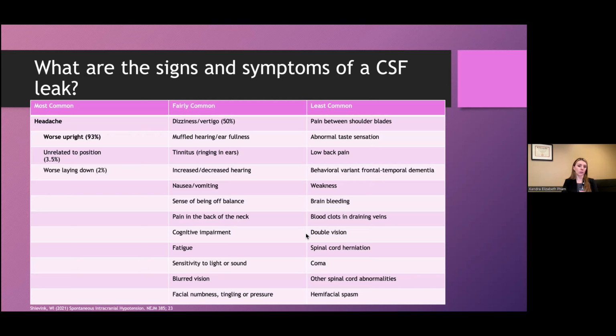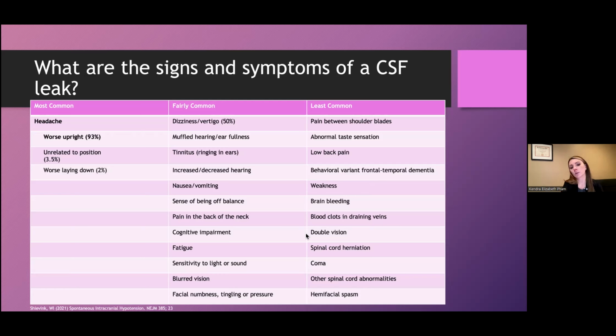Dizziness and vertigo occurs in about 50% of people that have a CSF leak. Just because somebody has dizziness or vertigo doesn't mean they have a CSF leak, but we do see that in people that do have a CSF leak at times. I would not think about a CSF leak though if there isn't a headache, or in particular this headache worse standing up, with just vertigo alone.